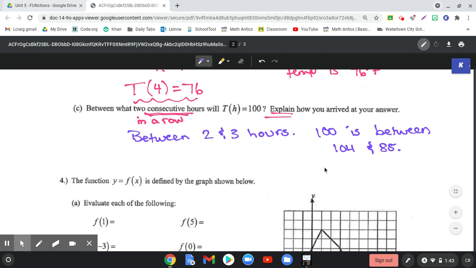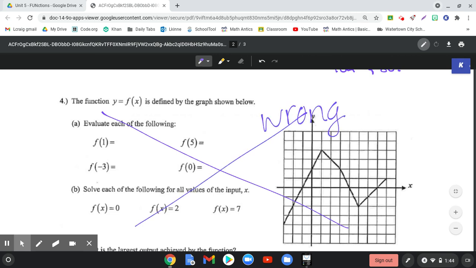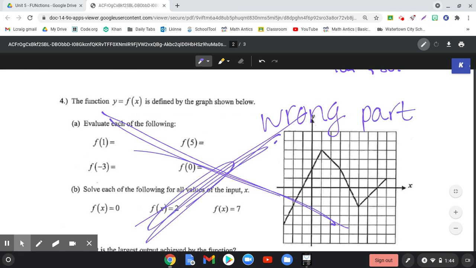Okay? All right, and this last question actually is in the wrong section, so it will come up later on. Wrong part of our notes. So just ignore it. We're all set for today.